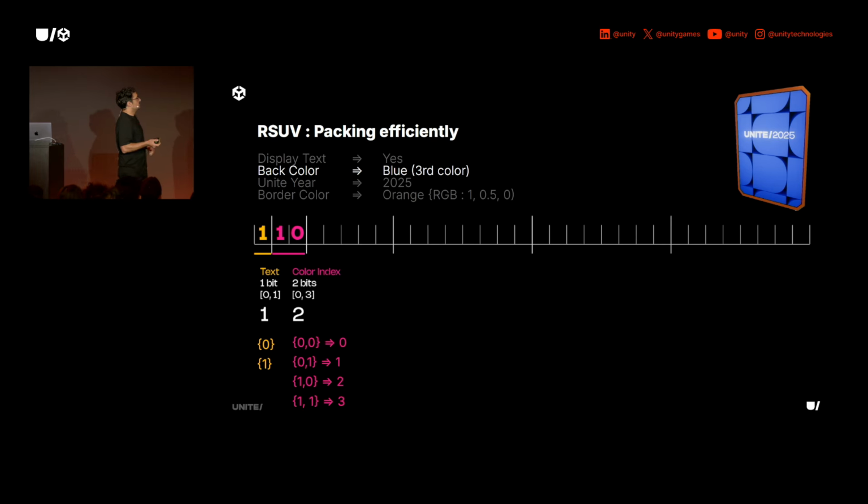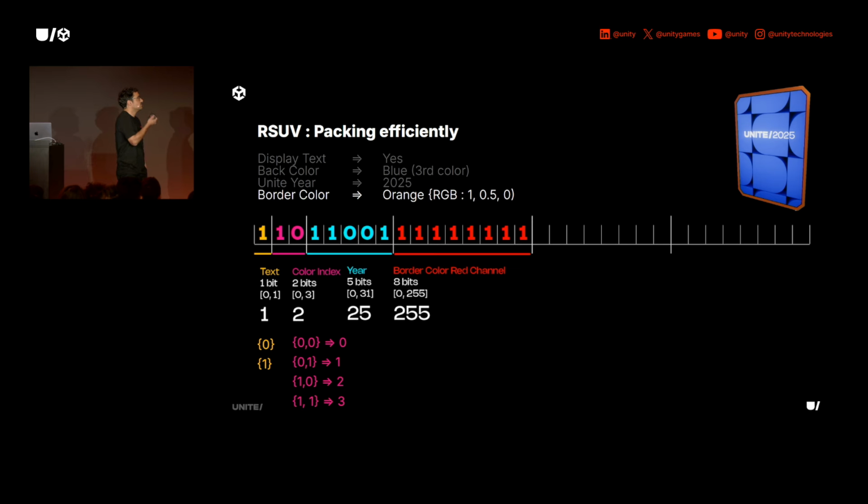The back color is basically choosing between 4 colors, so between red, blue, green, and black, as you've seen in the example. That means you can pass an index between 0 and 3, and then sample something in the shader graph, like a color palette, for example. So 2 bits is enough here, as you can see, 4 possibilities. Let's pass 2, because we want the third color. We have the Unite year. We want to pass 25, so that means we need at least 5 bits to pass this data. And we have the random color that is split between 3 channels of 8 bits, because 8 bits means 256 possibilities.